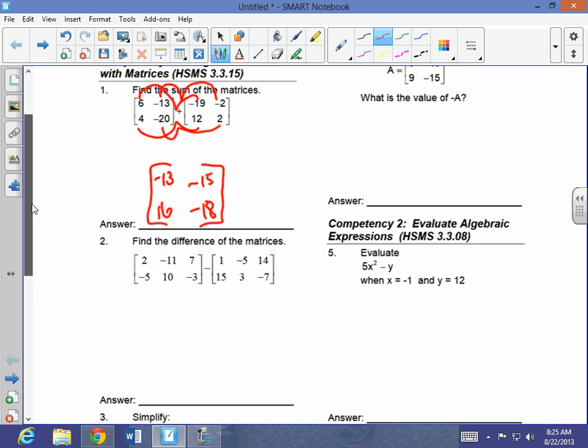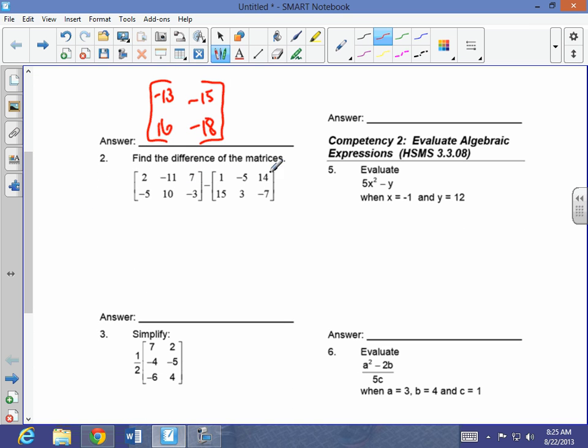All right? So now we come down here, and it's the same thing, except now we're going to go 2 minus 1. So we go 2 minus 1. Here's my matrix. 2 minus 1 is 1. Negative 11 minus negative 5. So these two minuses become plus. So it's negative 11 plus 5.